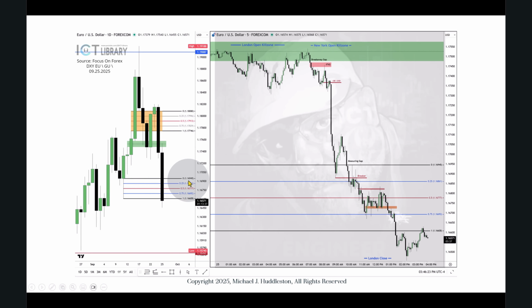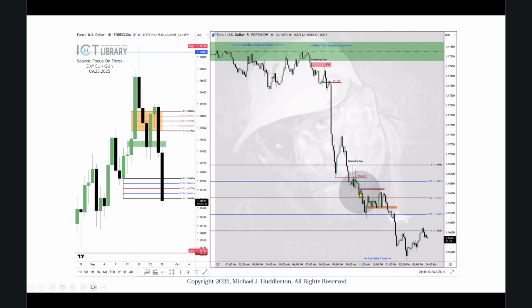You can see it at 1.16945. That's this level right here. And it creates a measuring gap and a breaker. So we have swing high, low, higher high. That's a bearish breaker. We trade up into it several times. Look at the wicks. This will allow it to do the damage. And then we break lower.